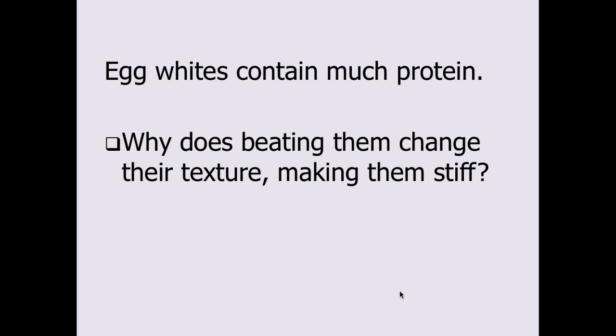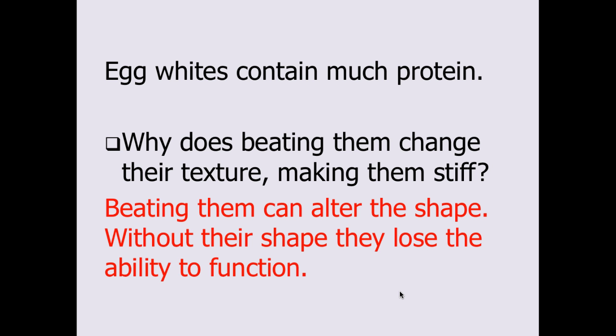So why is it that egg whites are going to change their texture if you beat them? If, say, you're trying to make frosting. Okay, and it's because when you beat it, you're going to alter the shape. It's going to essentially stop being that particular protein and become a different protein. It's going to change its function.